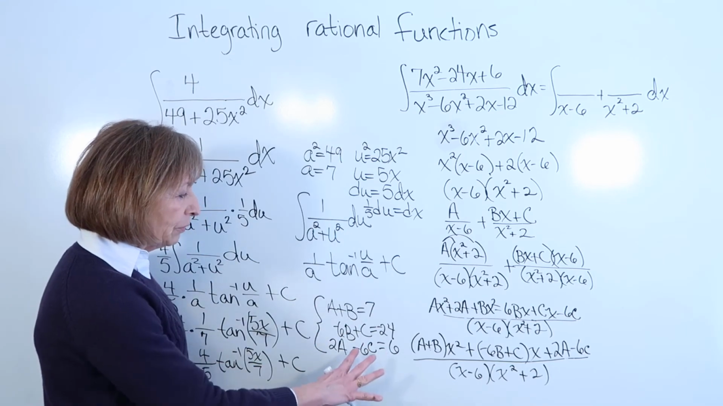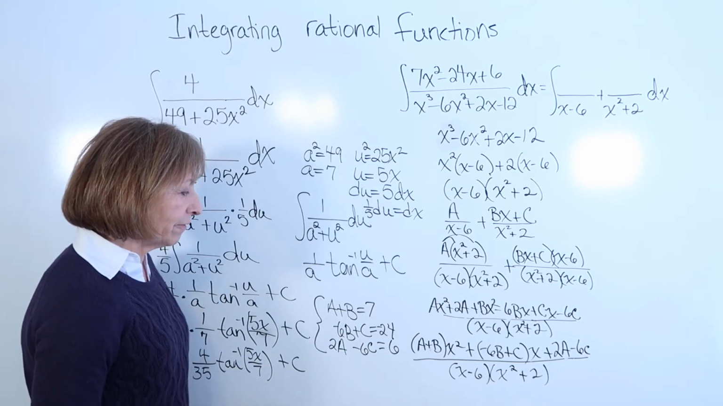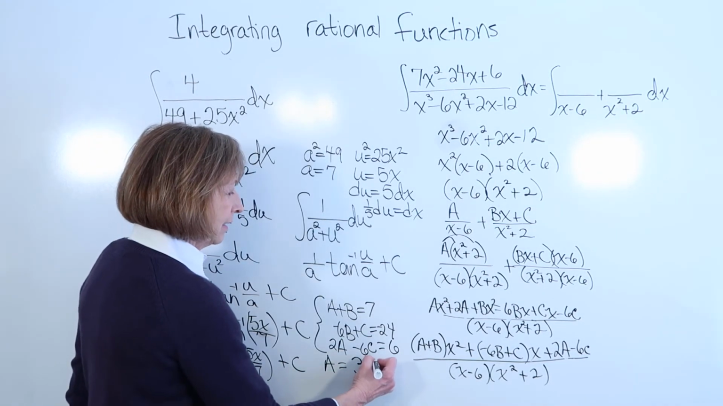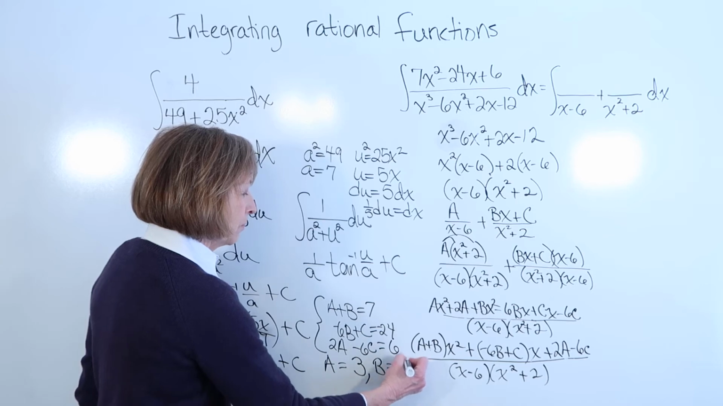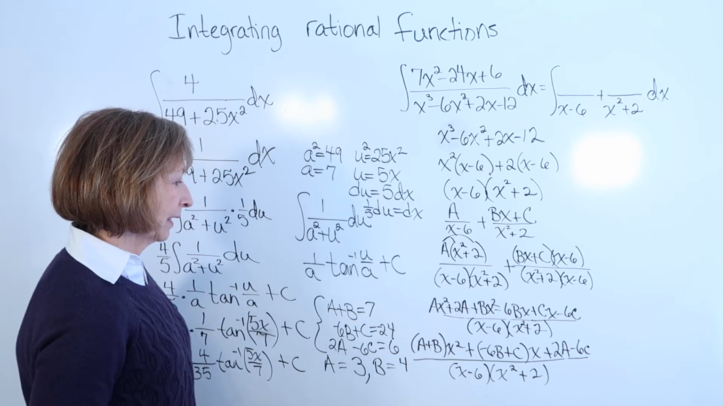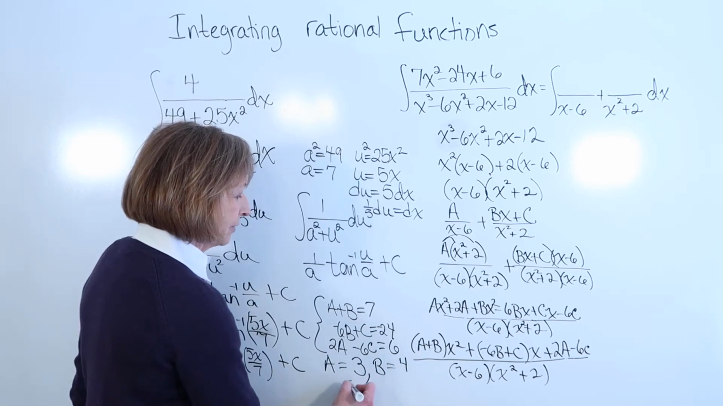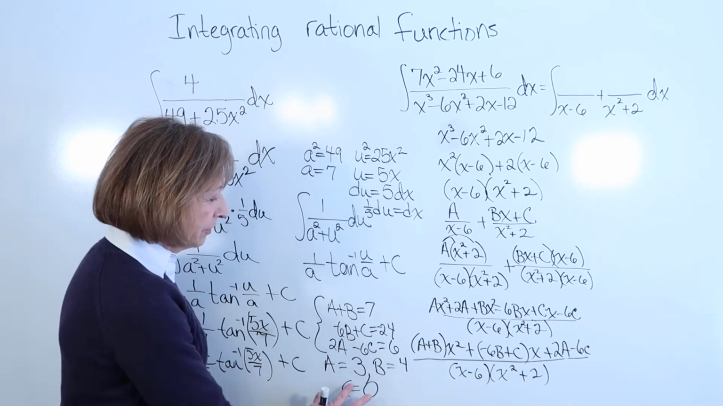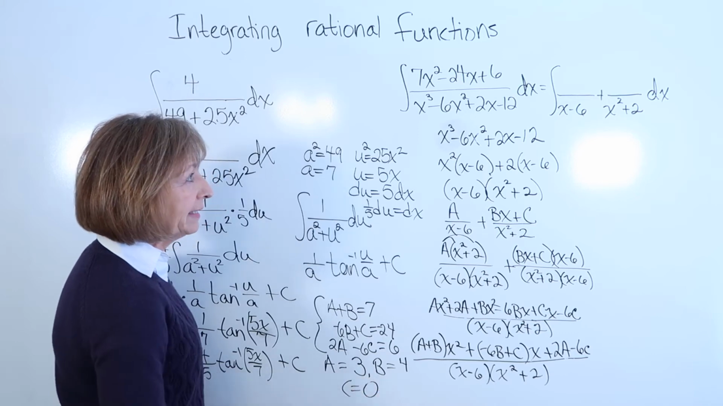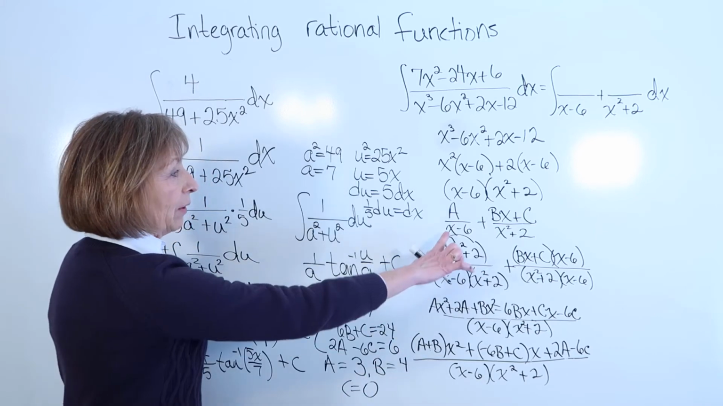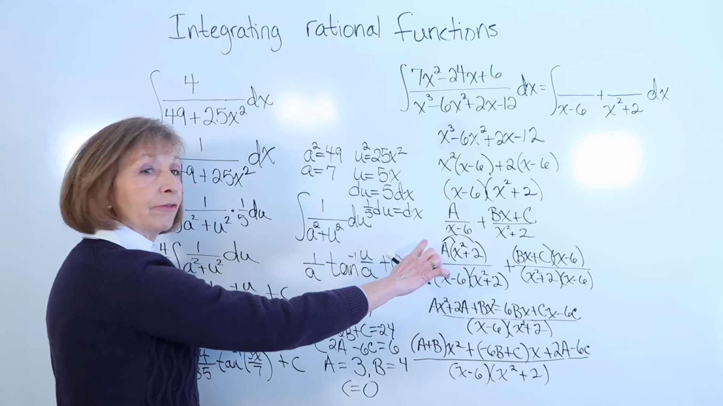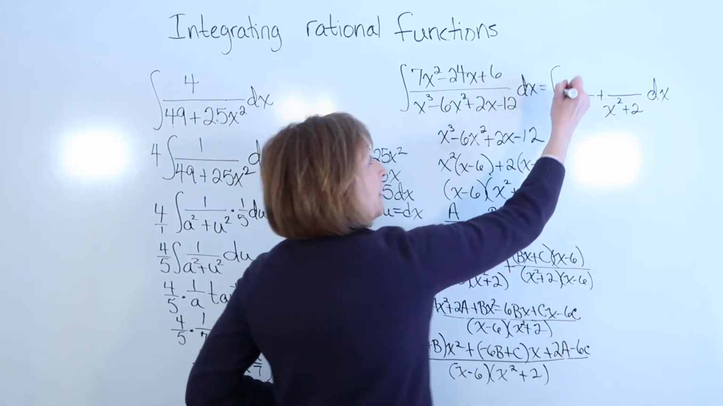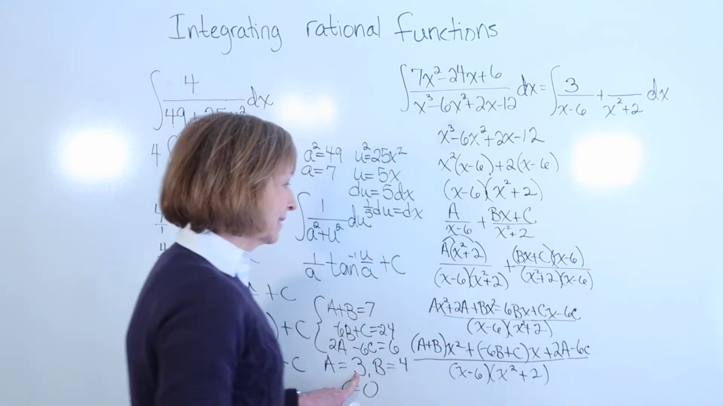So if you go through and you work any of those, a is equal to 3, b is equal to 4, and c is equal to 0. So working through those steps, those are the values you would get for your a, b, and c. Now look at how you set it up. A is the numerator for the x minus 6. So I take this 3 and I put that in the numerator for the x minus 6.